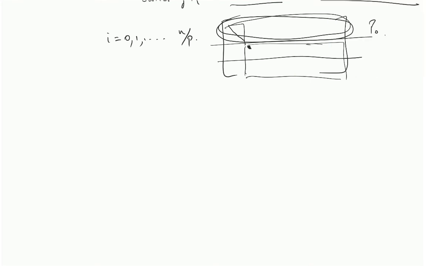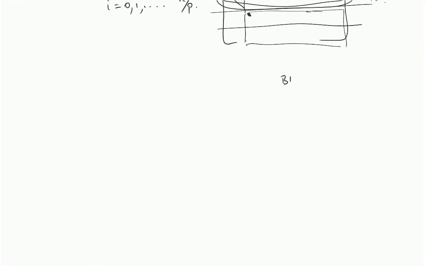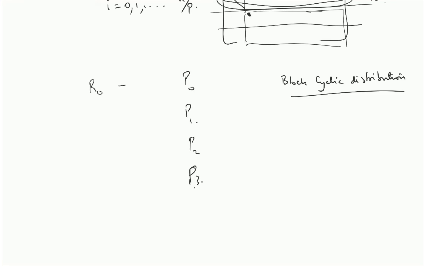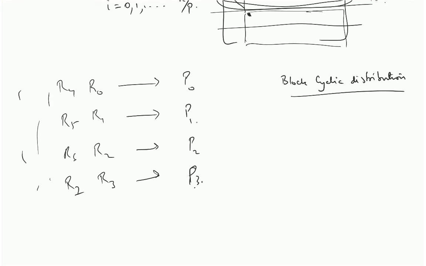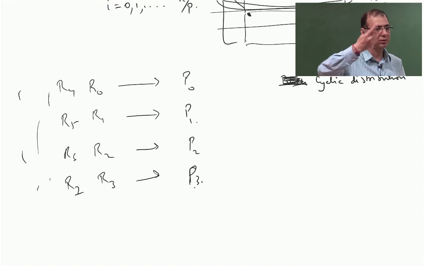Here's a neat trick. So that's called the block cyclic distribution. So let's say you have P0, P1, P2, P3, 4 processors. Give R0 to P0, first row to P1, second row to P2, third row to P3, and then fourth row again to P0, fifth row to P1, sixth row, seventh row, and so on. So this is called, sorry, this is not called the block cyclic distribution, this is called the cyclic distribution. You just cycle the rows amongst the processors, right?